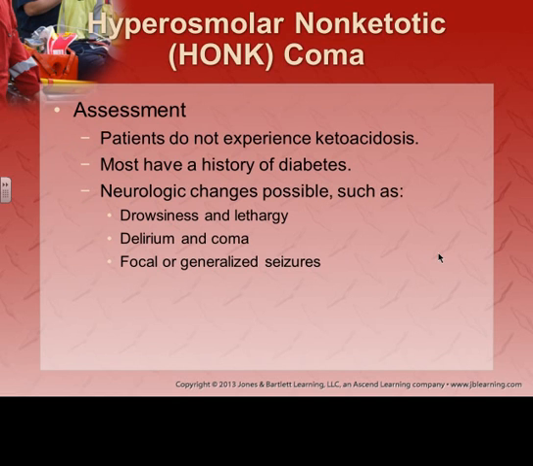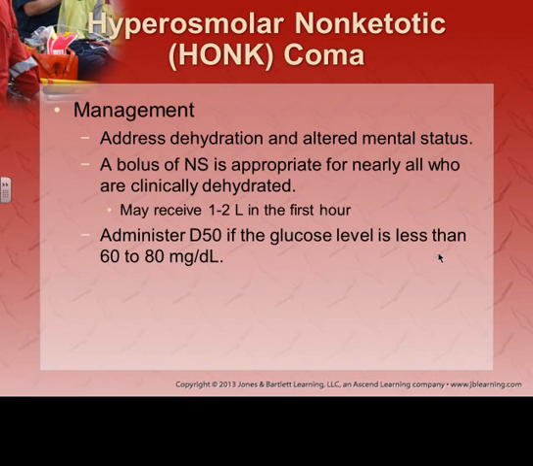So patients aren't going to experience the typical signs you see with DKA, the Kussmaul's respirations, things like that. They may be lethargic. They're going to feel like crap. They may have seizures. A lot of them have a history of diabetes. A lot of them just may be what diagnoses them with diabetes. Again, they've got a very high glucose level. It's got to be brought down by an insulin drip. It's got to be brought down slowly.